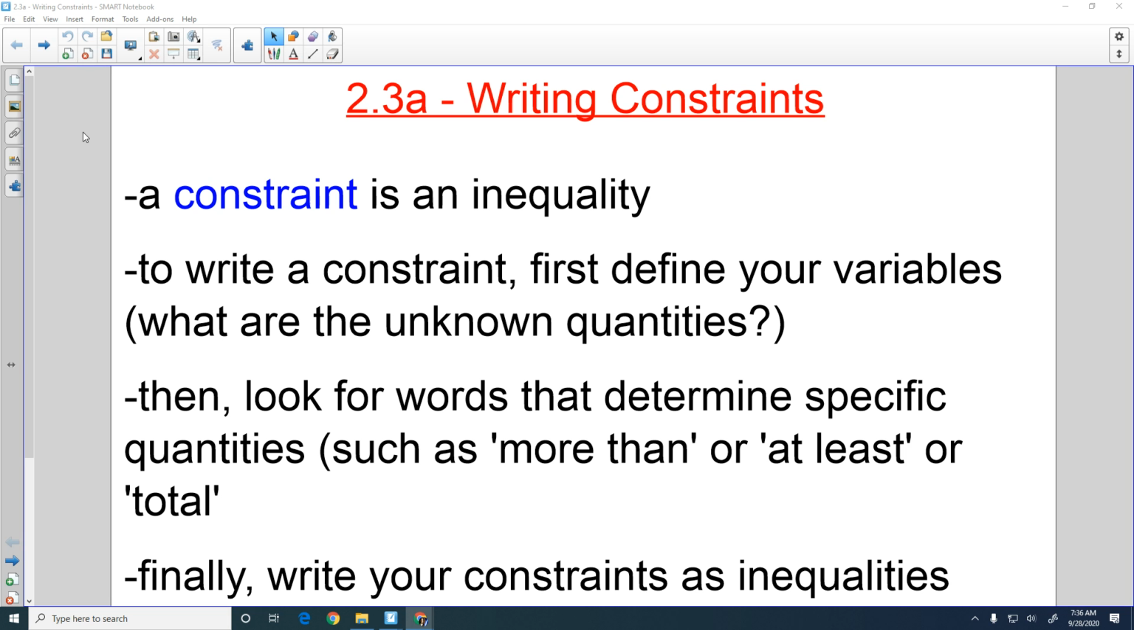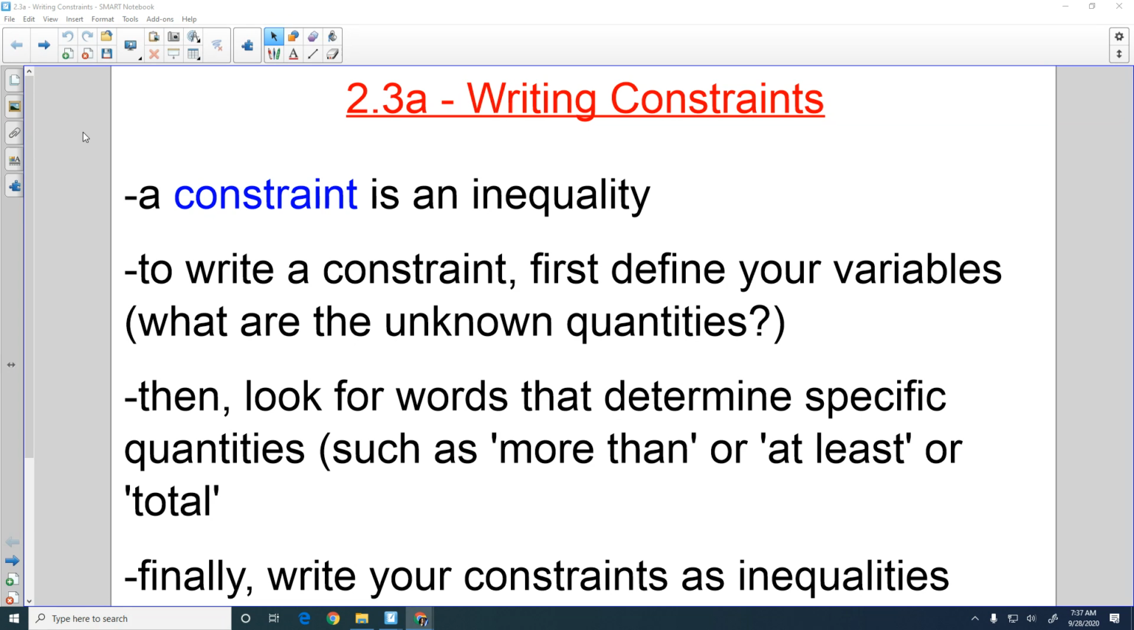So the first thing we're going to do today is focus on writing constraints. Again, this new learning target 2.3 is on something called linear programming. It's a way to solve optimization problems. If you're trying to optimize the solution to a scenario where you can have multiple correct answers, how do we know which is the best correct answer to either maximize or minimize the quantities we're looking at, basically our X's and Y's.